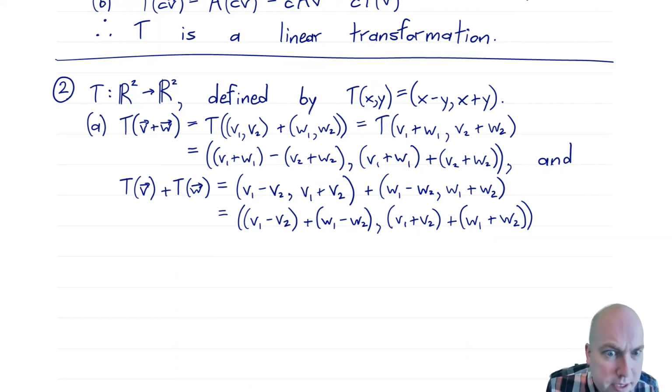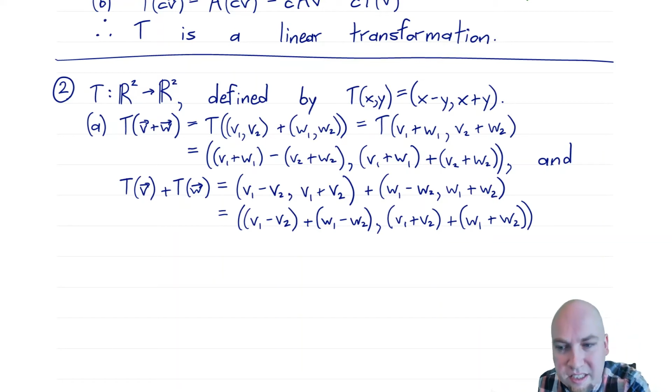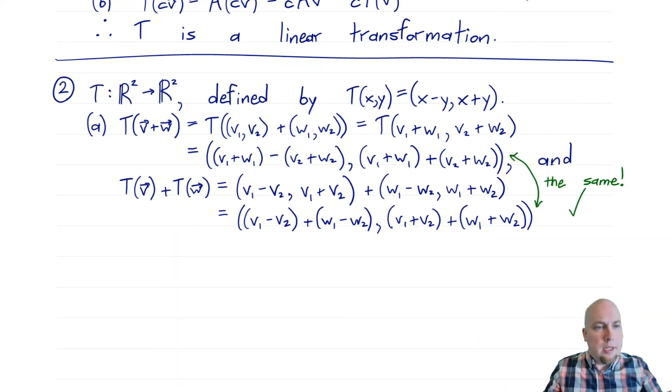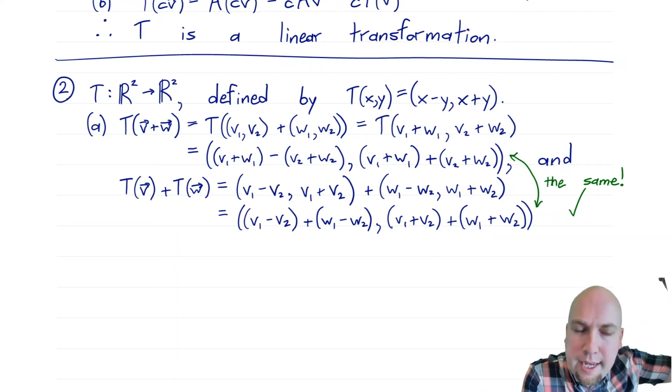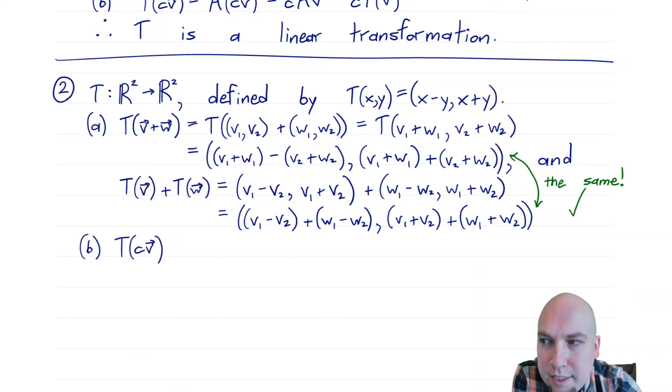And do those equal each other? Well, let's see. I've got a V1 here, a V1 here, minus V2, minus V2, plus W1, plus W1, minus W2, minus W2. You just stare at it and match up all the terms. Every term that's down here is up here and vice versa. They're the same thing, just written slightly differently. So those two vectors are the same. So yay, we're happy. Property A holds.